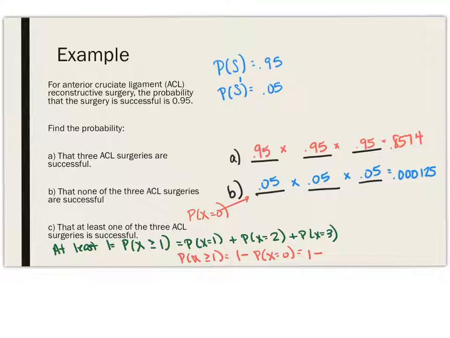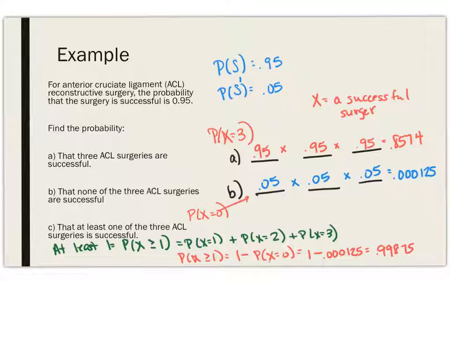When I say X, I'm using a random variable, defining X as the number of successful surgeries. So the first one would be the probability that X equals 3, because I wanted 3 successes. The next one is X equals 0. Greater than or equal to 1 means we do 1 minus the probability of no successes, which is 1 minus 0.000125. That's equal to 0.999875.